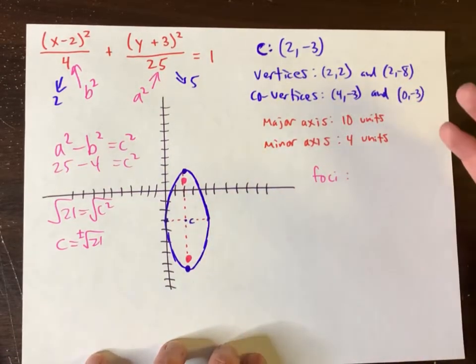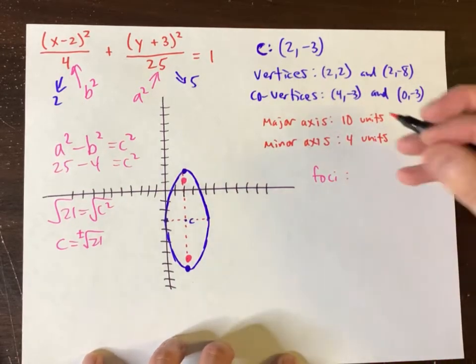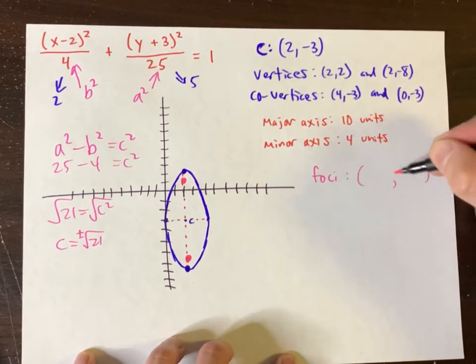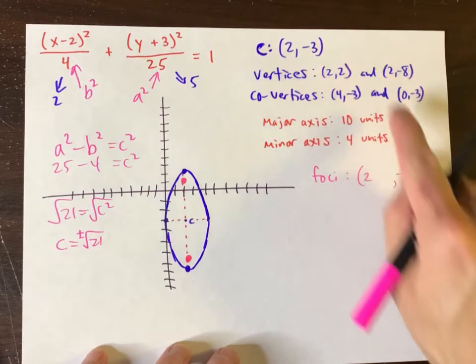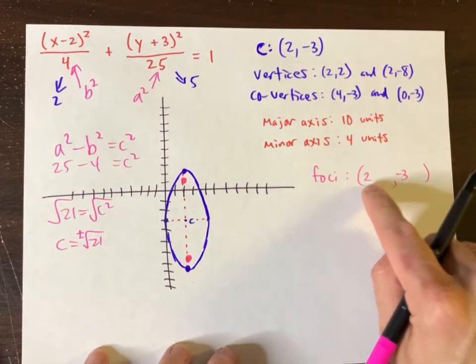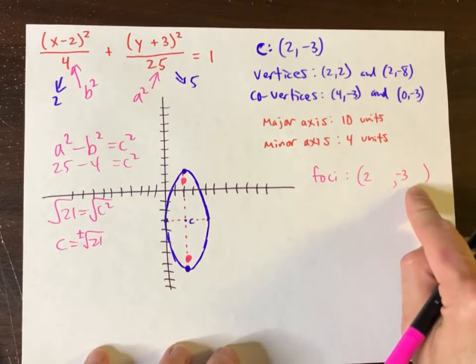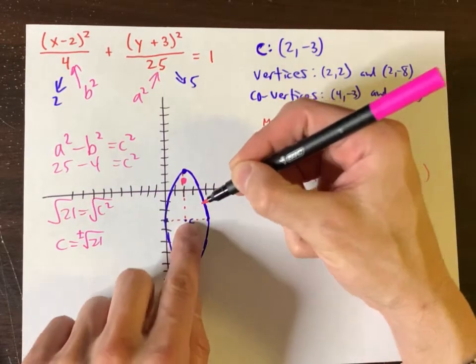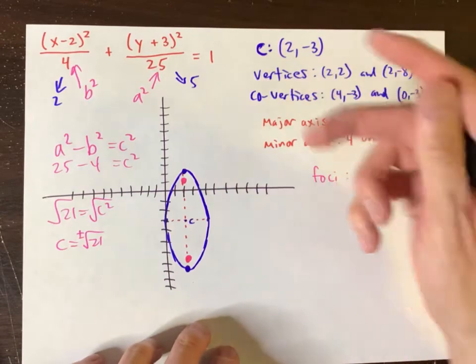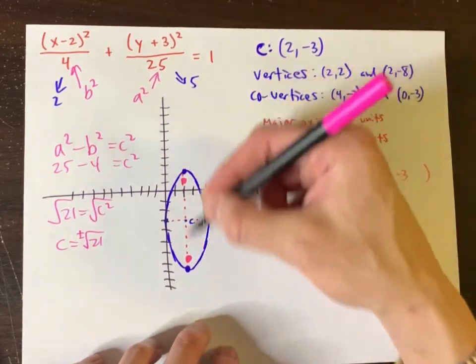Well, here's how I like to think of this. For the foci, what you're going to do is copy the coordinates from the center. You can borrow the information from the center, which is at 2, -3. Now, we're going to manipulate one of these coordinates. Are we going to manipulate the x or the y? Well, make a decision. From the center, did we go sideways or did we go up and down to find the foci? Clearly, we went up and down.